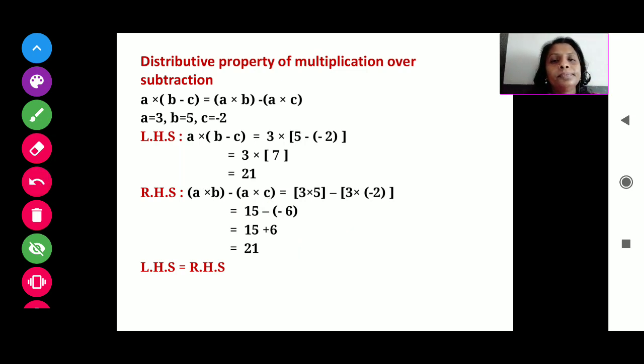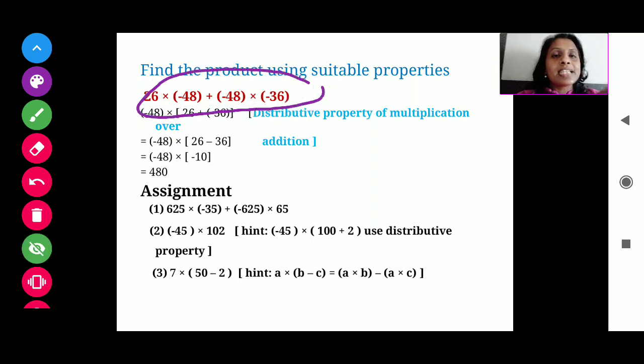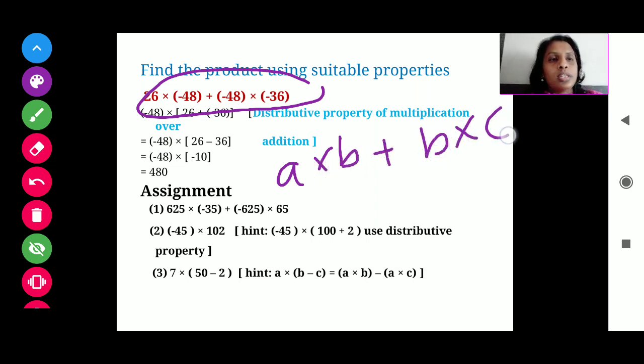Next one. Find the product using suitable properties. Here the products are already given and you have to find the answer using a suitable property. So what is the product? Here it is like this: 26 into minus 48 plus minus 48 into 36. So here you can see that it is in the form of A into B plus B into C.